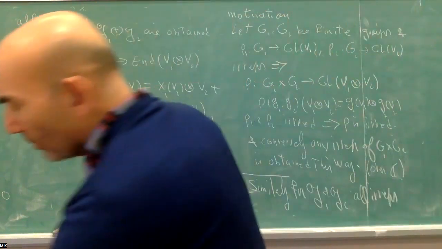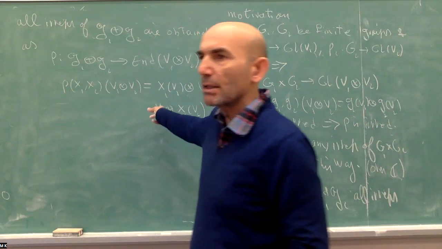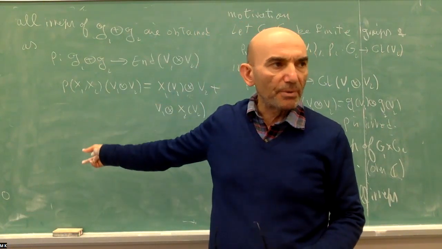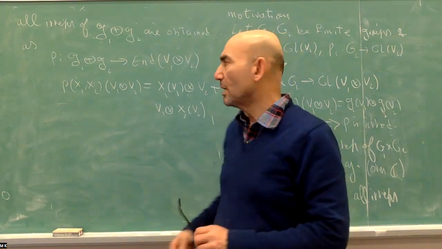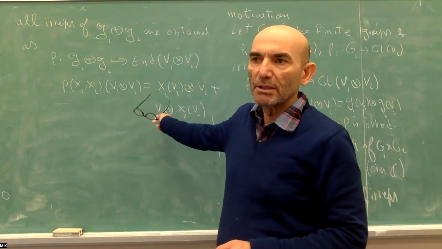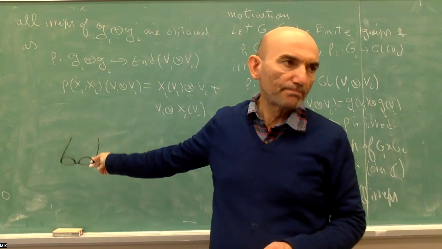So now the upshot is that if we want to understand all irreducible representations of this complexified Lorentz algebra, we have to understand irreps of SU2C. That's all.